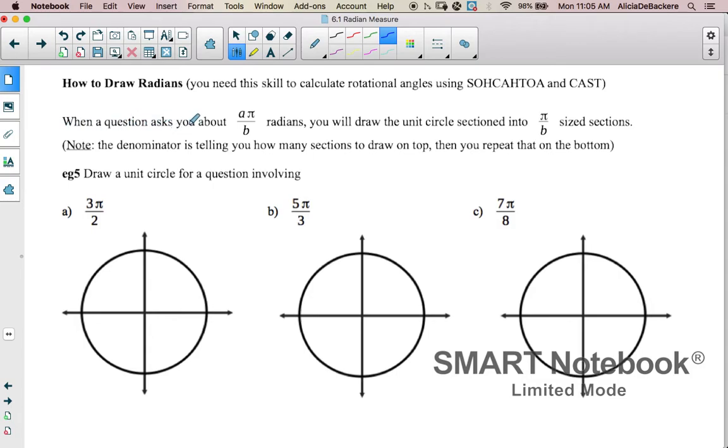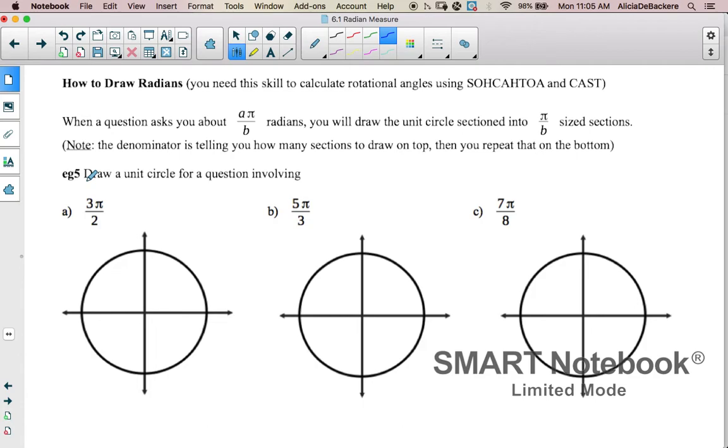So when a question asks you about a pi by b radian, so maybe it's 7 pi by 4, or maybe it's 5 pi by 3, they're going to give me this radian angle. You're going to draw the unit circle sectioned into pi by b sections. So the denominator is what I'm looking at, right? The b here is the same as the b here, and it's going to tell me how many sections to draw on top, because I'm taking pi, remember pi is half the circle, or 180 degrees, and I'm going to cut it into b sections.